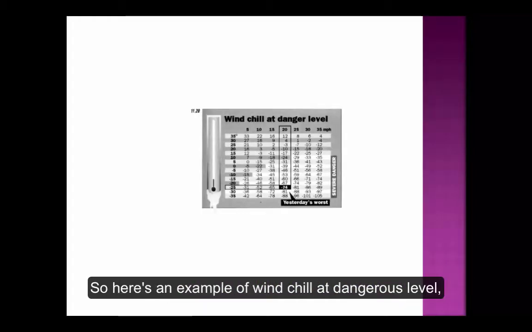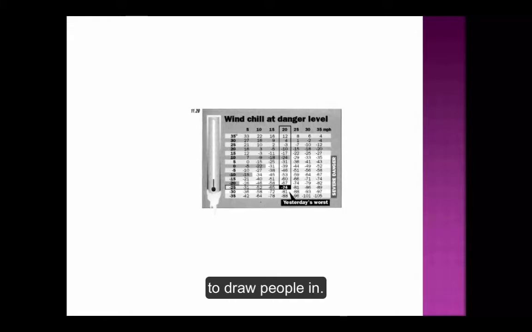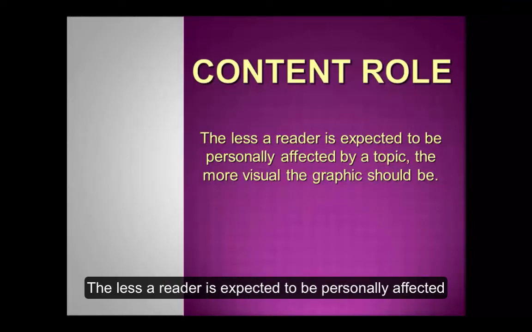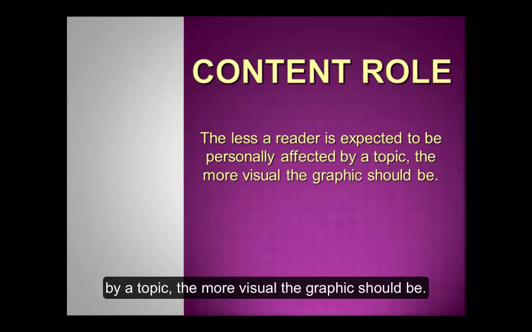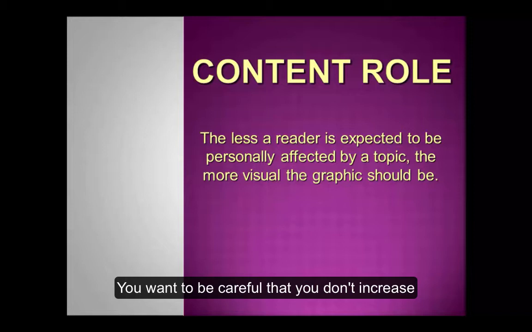So here's an example of wind chill at dangerous level. And you can see a lot of information presented in here. There's a lot of data, but they do have a little bit of that visual vividness here to draw people in. The less a reader is expected to be personally affected by a topic, the more visual the graphic should be. You want to be careful that you don't increase the visual volume to create an exit point.